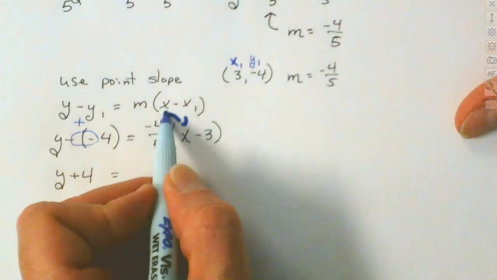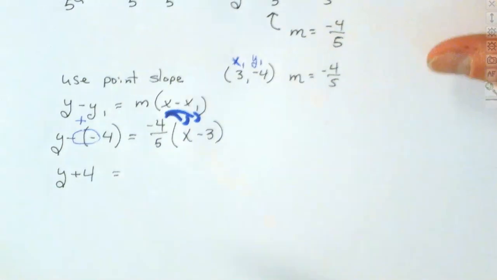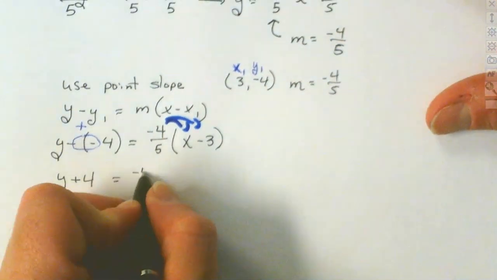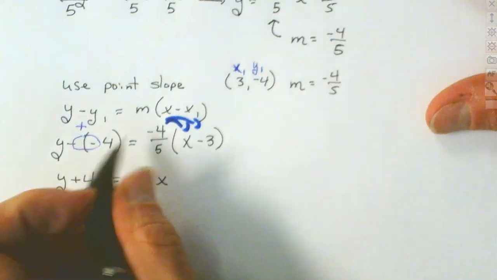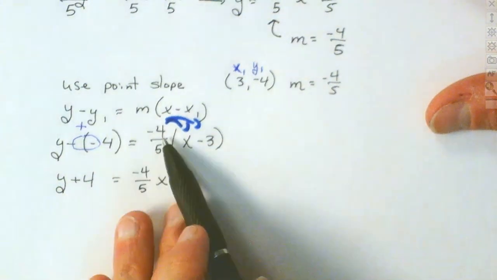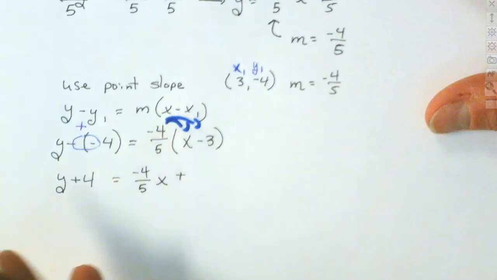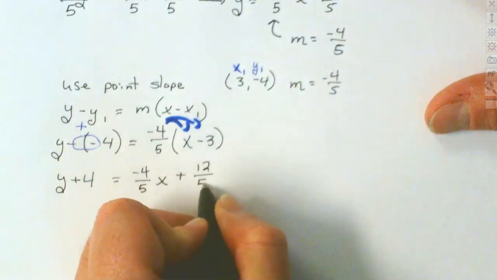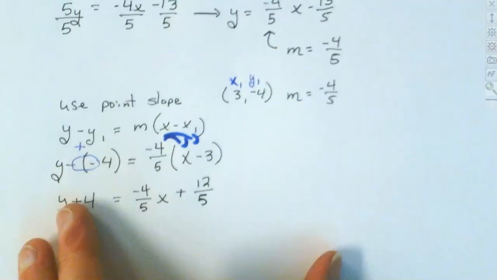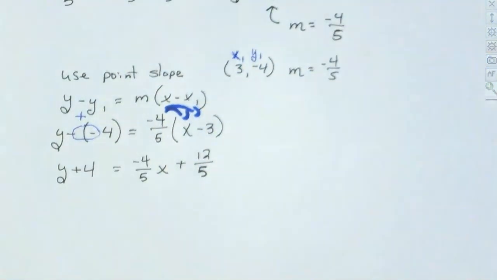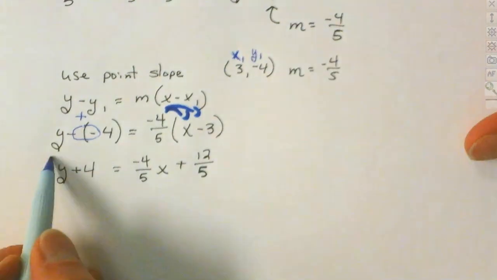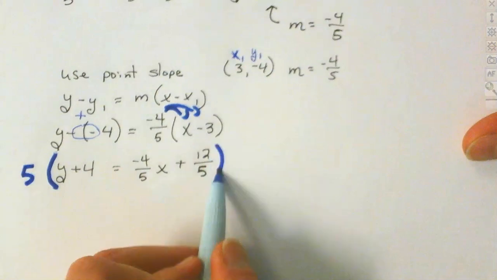We're going to now distribute through that minus 4/5. So that is minus 4/5 x. Double negative makes it a positive. We multiply. So 4 times 3 is a 12. So that's going to be 12 over 5. We want it in both standard form and in slope-intercept. We need to clear our fractions. So to do that, we're going to multiply all of it by 5.